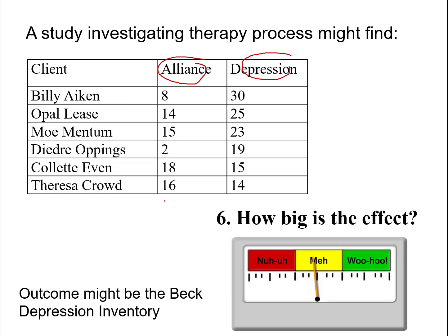Should we look at this and say, oh, there's a very, very strong association based on these numbers? Does this look like a really strong association between alliance and depression? Or does this look like a weak association? And how would we figure this out? And this is a slightly different question from the previous one, but it will actually turn out that standard deviations will play a role in answering this question as well.